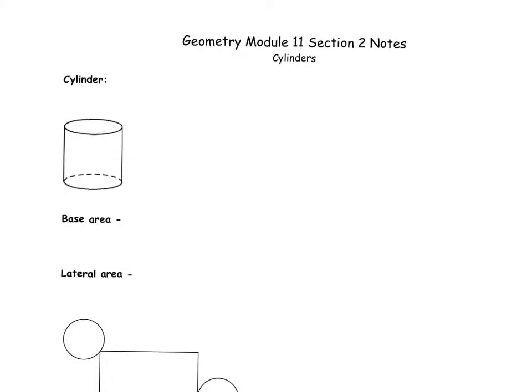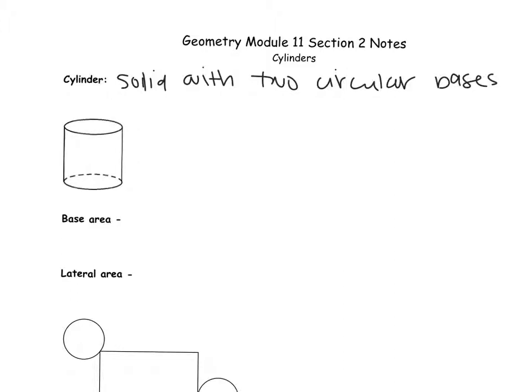In section 2, we're going to talk about cylinders. So a cylinder is a solid with two circular bases and one curved side. One of the most common cylinders is a pop can, and then canned vegetables, that sort of thing, canned soup. Those are all examples of a cylinder.